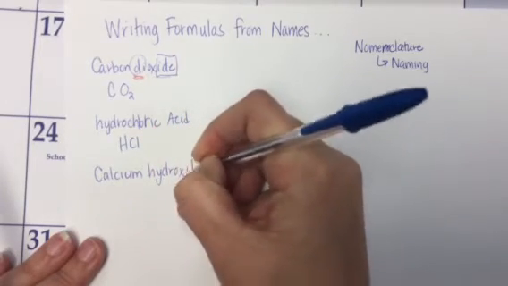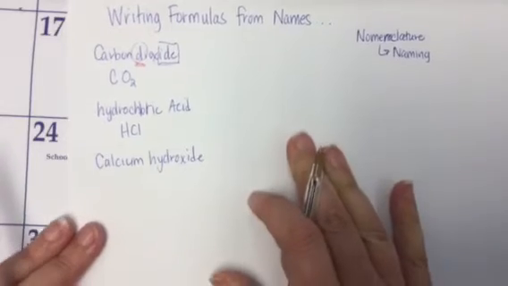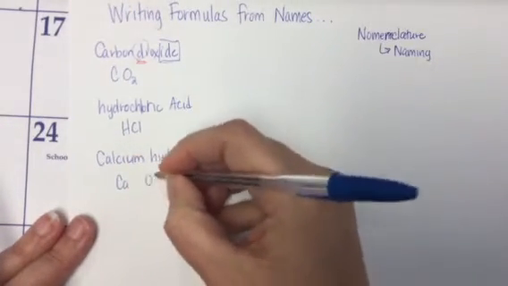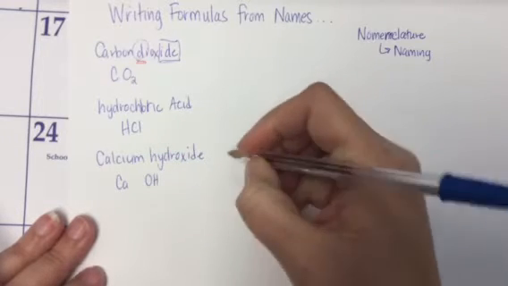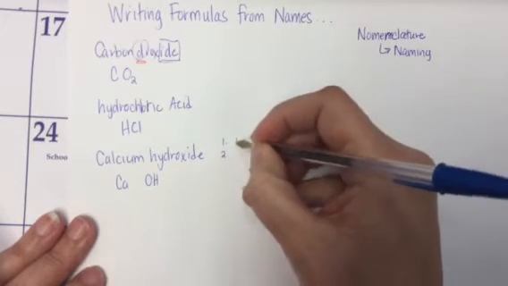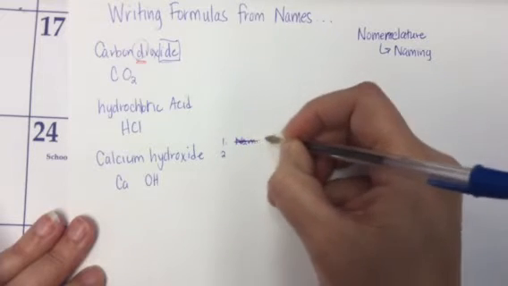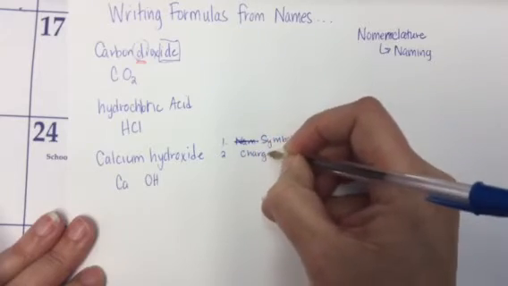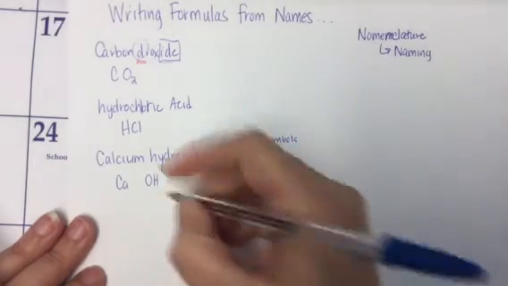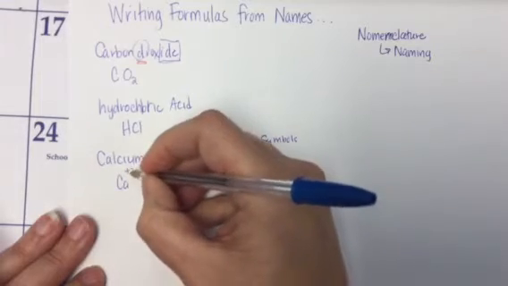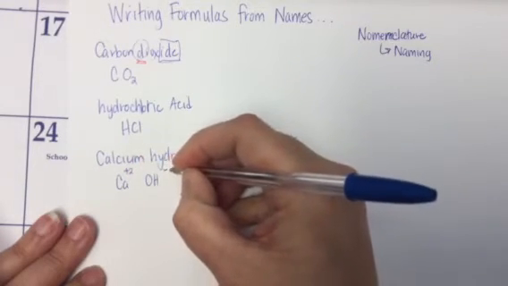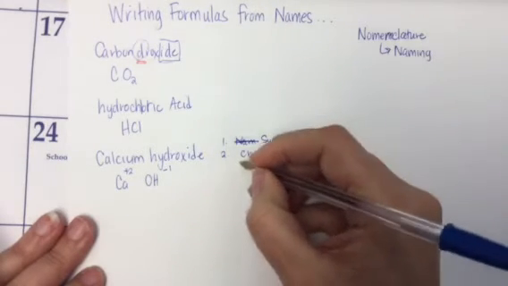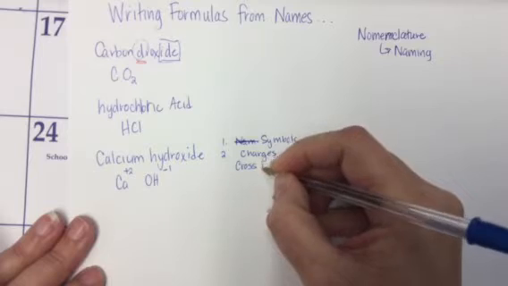If you were asked to write calcium hydroxide, you would have to think of it as two parts. The first part is coming up with the symbols. So the calcium we know is Ca, and hydroxide, if you look on your polyatomic list, is OH. The second part is finding the charges for those substances. So calcium, if you look on your periodic table, is a +2, and hydroxide, if you look on your polyatomic list, is a -1.